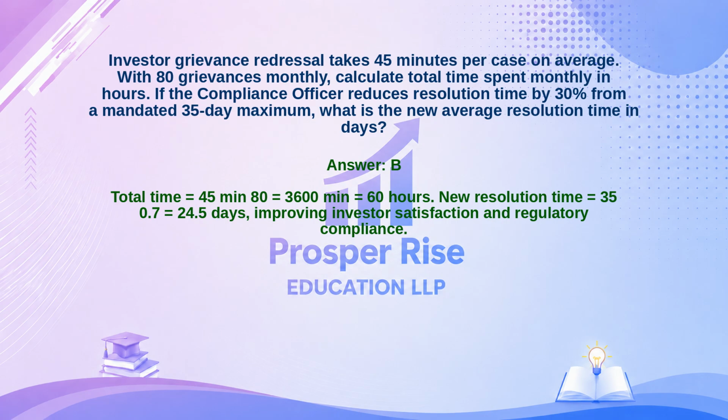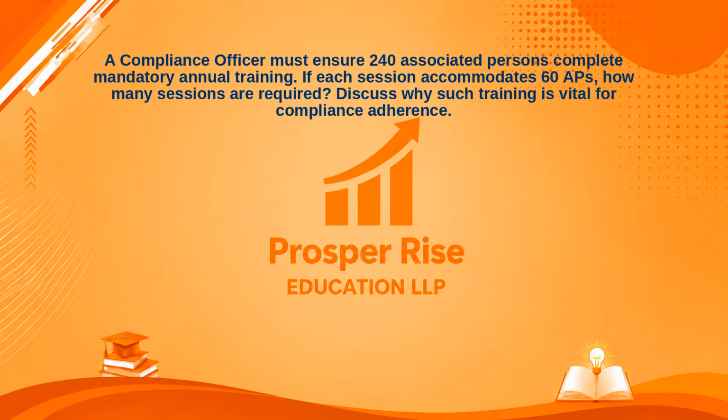New resolution time equals 35.07 equals 24.5 days, improving investor satisfaction and regulatory compliance. A compliance officer must ensure 240 associated persons complete mandatory annual training. If each session accommodates 60 APs, how many sessions are required? Discuss why such training is vital for compliance adherence.